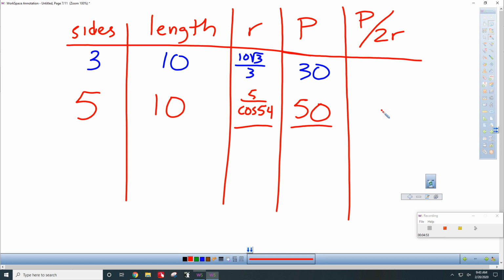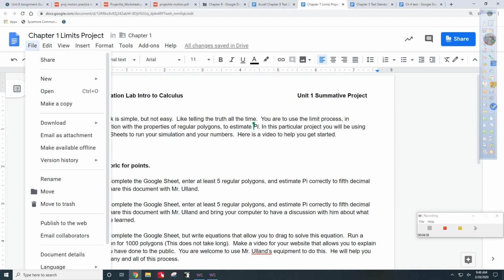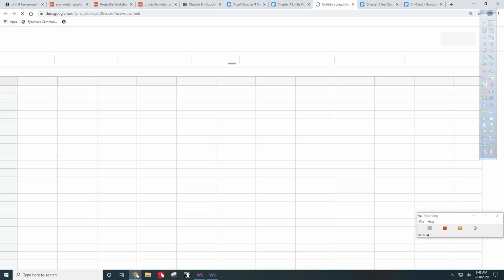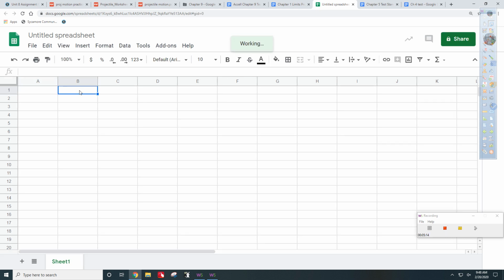So now what I want to show you how to do is to use Google Sheets. Hopefully you guys have already learned how to do this in your career. I mean, you are in calculus, but what I want you to learn how to do is to drag and use equations so that you don't have to do things by hand. So if you just enter like a 3 here for let's say this thing was number of sides.